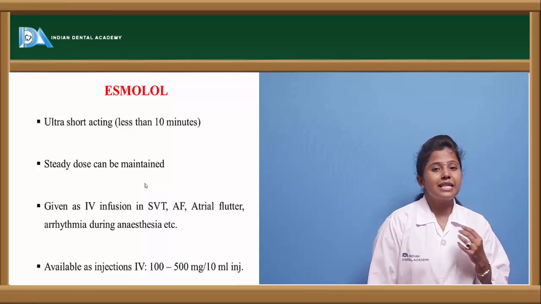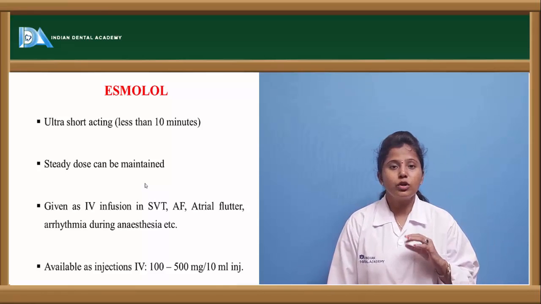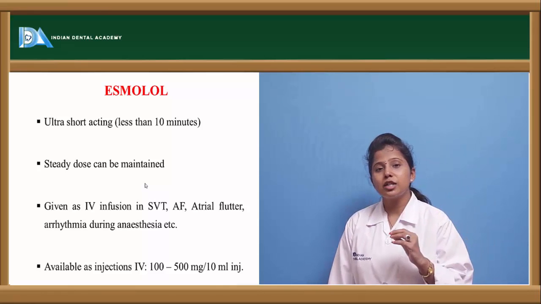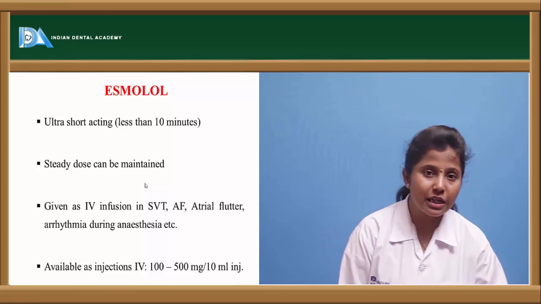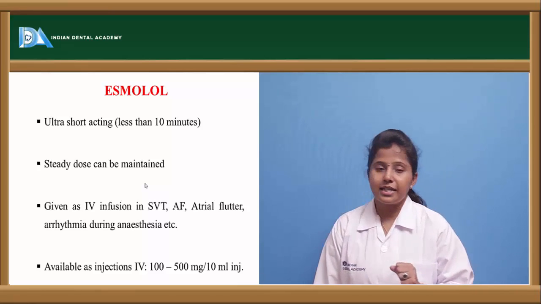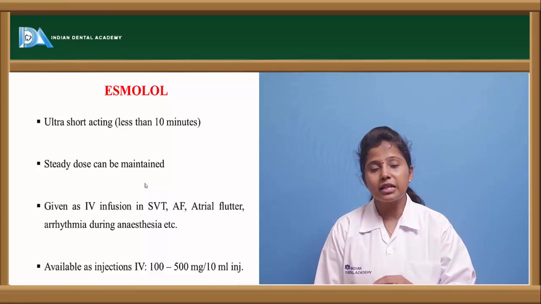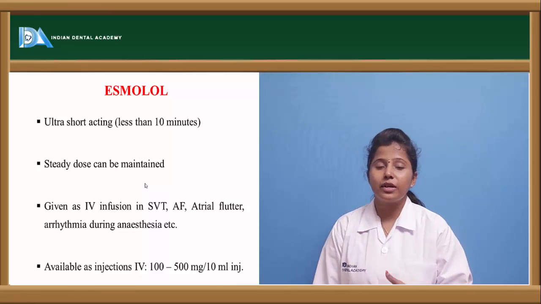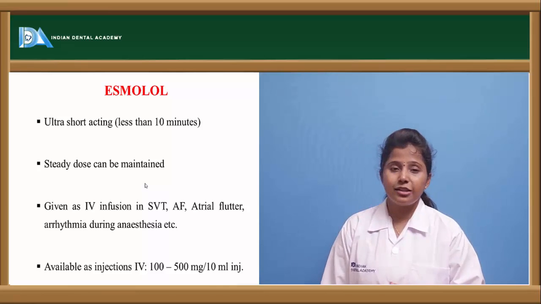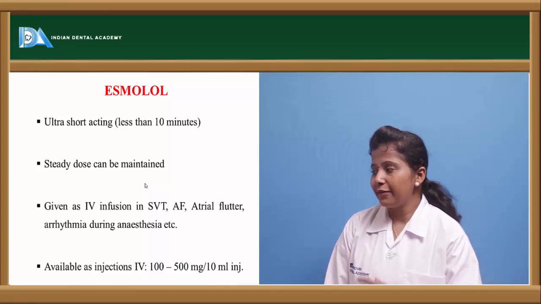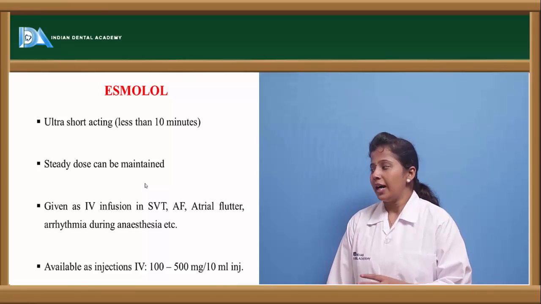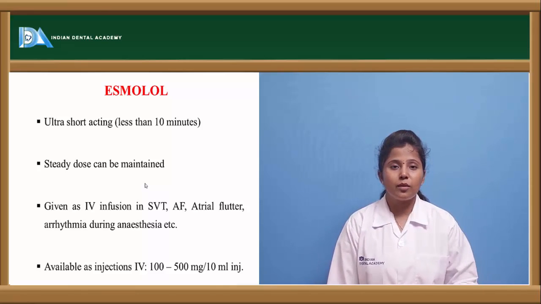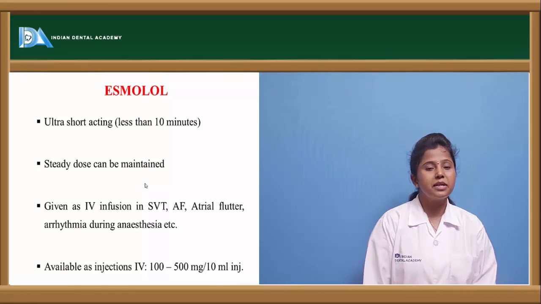So we can say that the IV route is mostly preferred. It is given by IV route in conditions like atrial flutter, arrhythmia, and even during anesthesia. In all these conditions, metoprolol is recommended to be given by IV route, and the available injections are, for every 10 ml of solution, 100 to 500 mg of drug. So the dose depends on the type of injection, that is, on the amount of drug available.